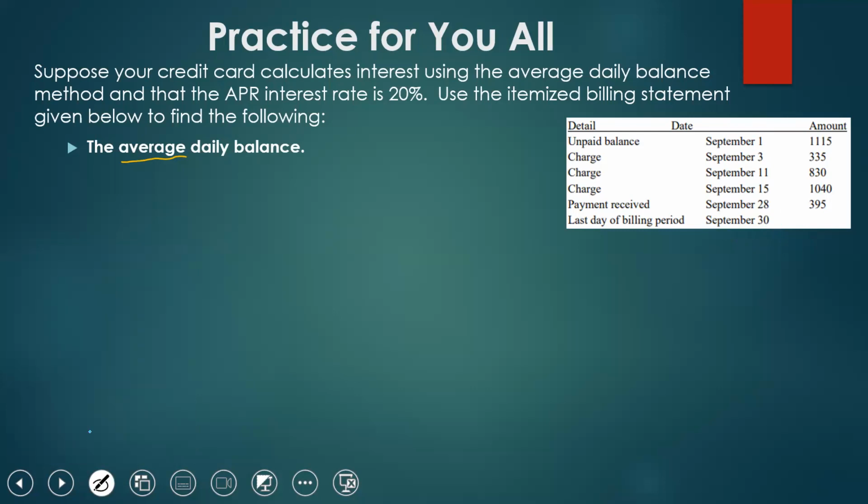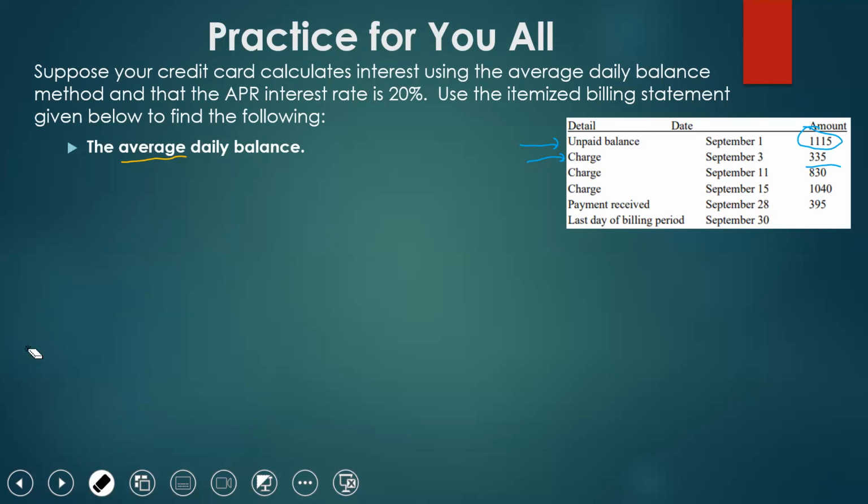So for example, if you start here on September 1st, there's an unpaid balance carried over from the previous month of $1,115. And that balance stayed the same until September 3rd. There was a charge on the account of $335. And so that is the first point at which the balance changed, which means that for those first 2 days of the month, September 1st and September 2nd, that $1,115 was the balance.